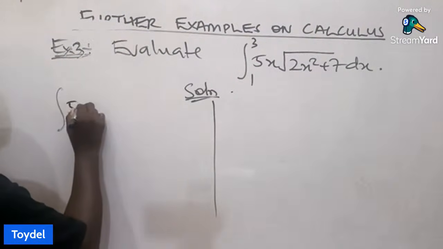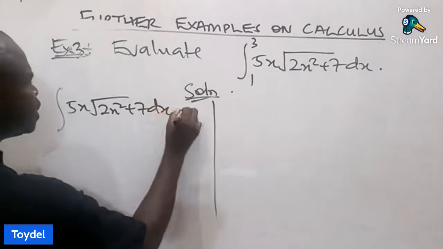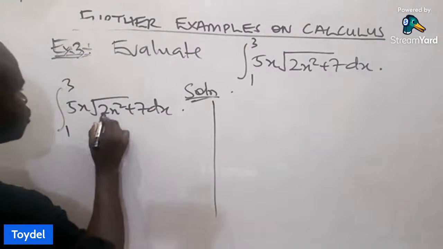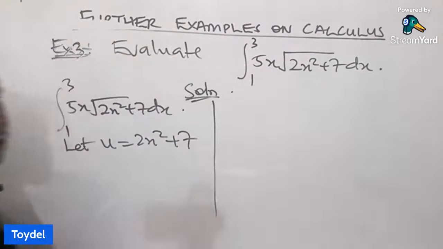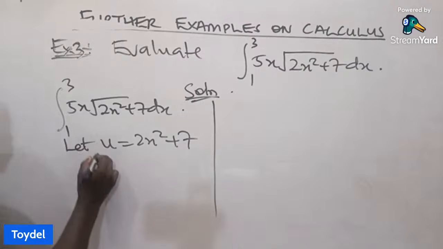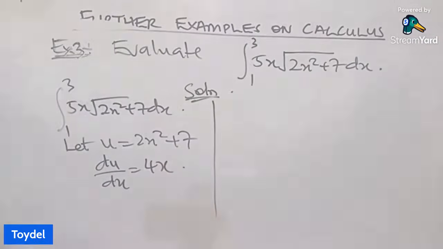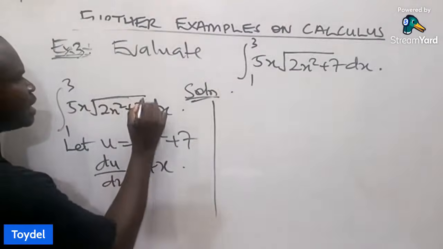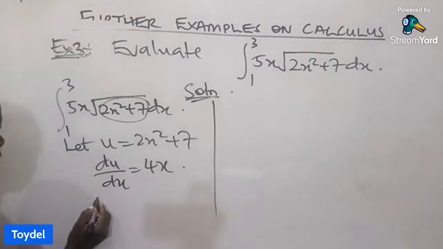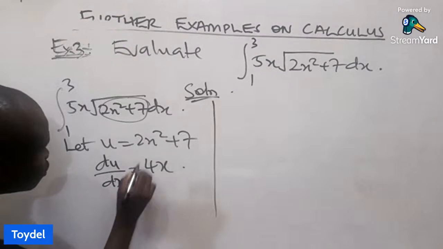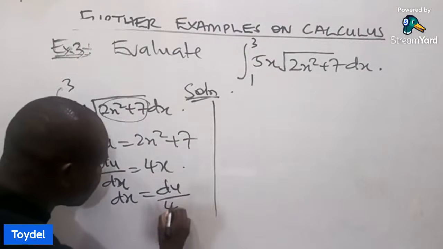Integral of 5x square root of 2x squared plus 7 dx, from 1 to 3. So we say let u equal 2x squared plus 7, so that when we differentiate, du/dx, we are going to get 4x. So we've represented everything in this as u. So what will be the value of dx? dx will be equal to du over 4x.